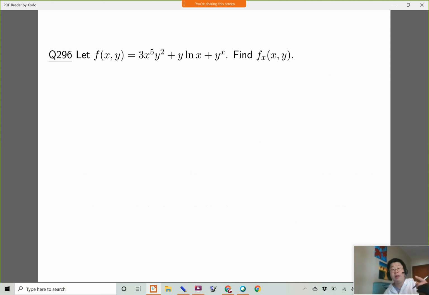So I want to look at this function f of 2 input variables x, y, and the output is given by 3x^5 y^2 + y ln(x) + y^x. Think of this formula as giving the profit of a restaurant. Again, it's not realistic enough. Realistic would be more than 2 input variables, like 10 or 20 input variables, but we don't want to go there, right? So we're just going to go with 2 input variables, and this is the profit.